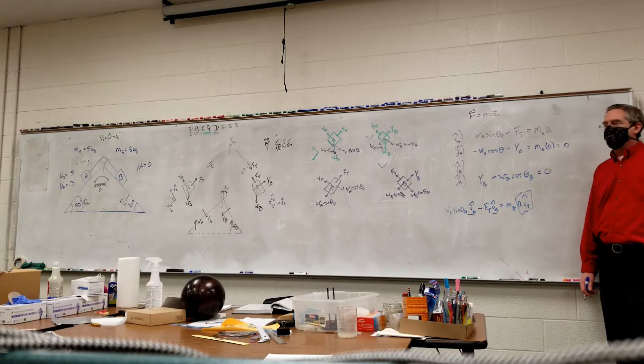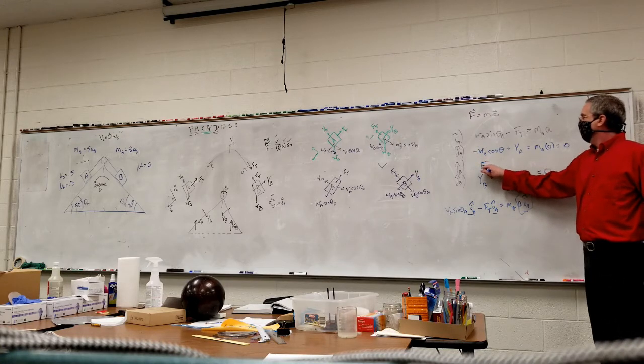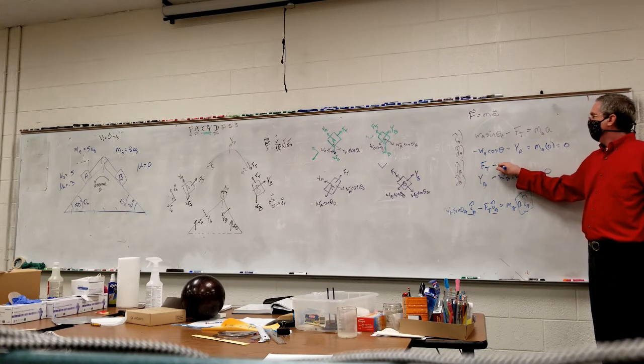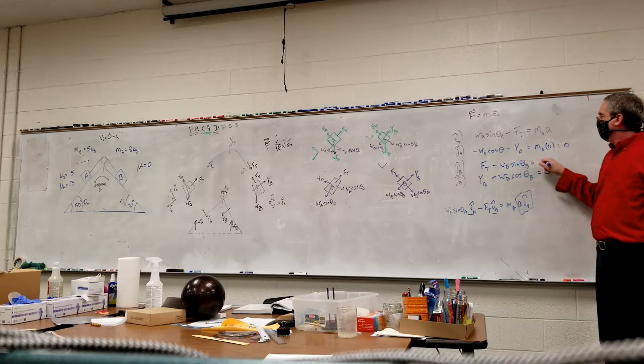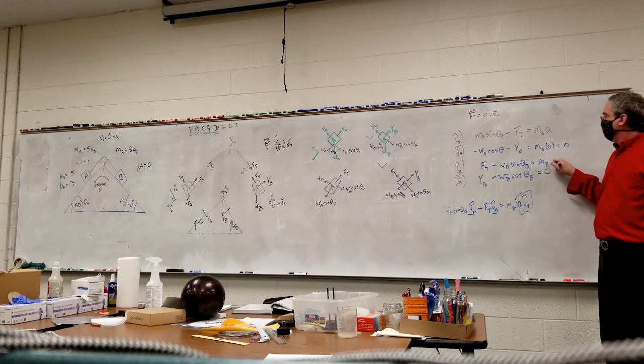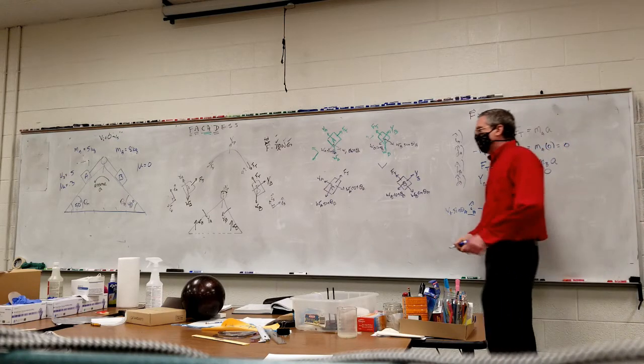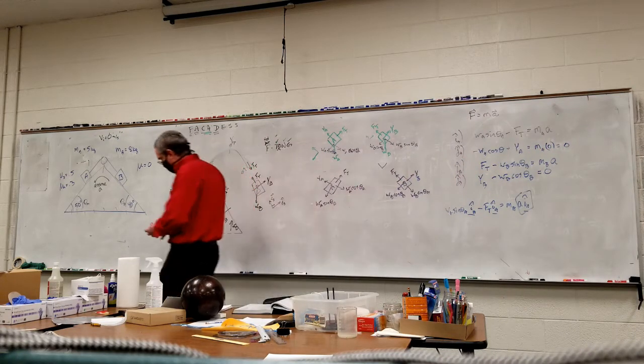It would be FT minus WB sine theta B equals MB A. Yep, there we go. We have our four equations now.